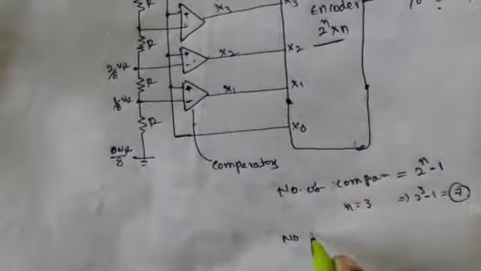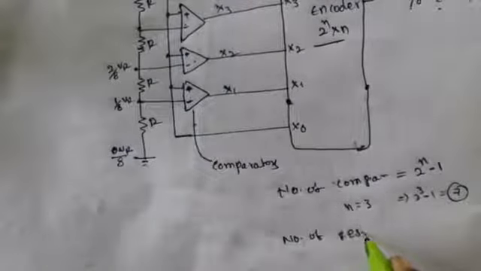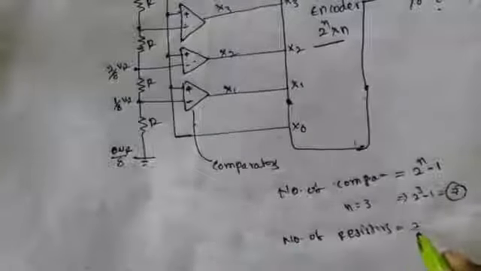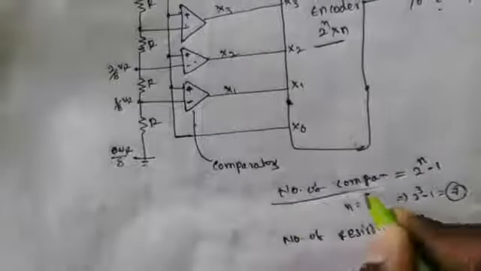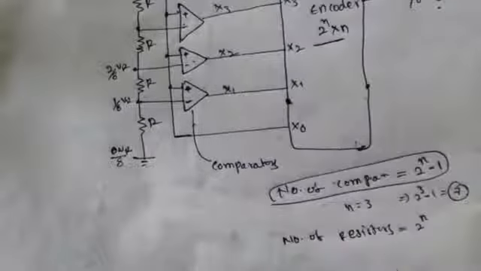Number of resistors required is 2 power n. Number of comparators required is 2 power n minus 1.